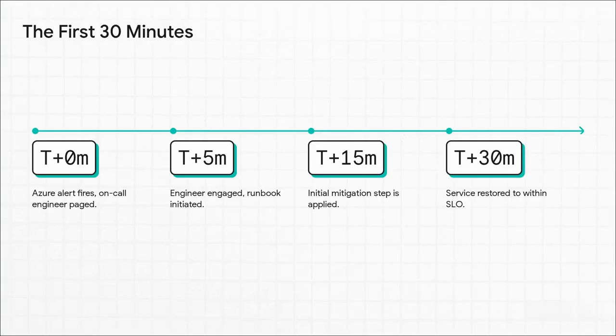Just notice how fast this happens. At time 0, the Azure alert fires. The on-call engineer gets paged automatically. Within 5 minutes, they're on it, and they've already started a runbook. By the 15-minute mark, a pre-planned fix is being applied. And in under 30 minutes, the service is stable again. This isn't panic. This is a well-rehearsed drill.